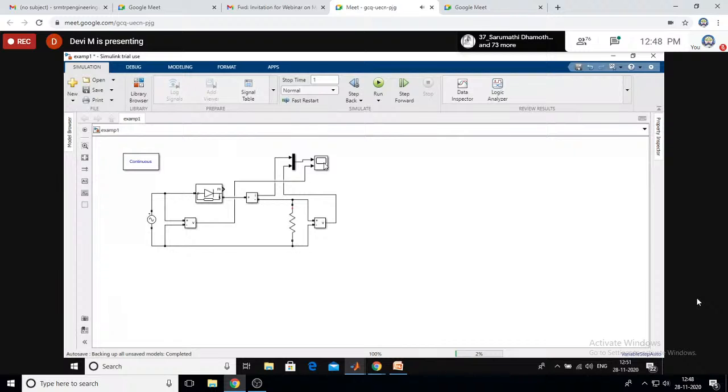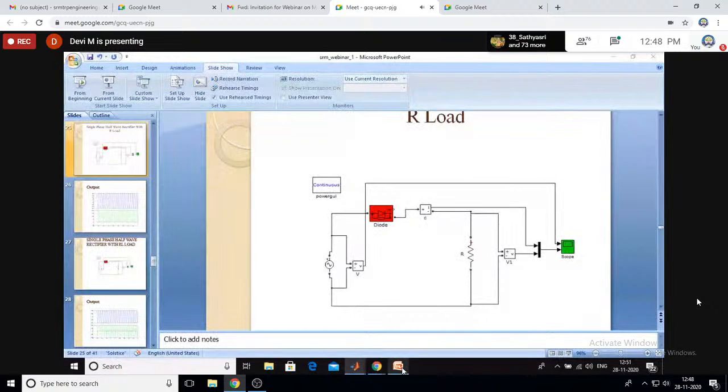Please don't worry. Within that, I'll be moving on to the solar panel. This is regarding your R load. Only when I move to slideshow, my MATLAB works very fast, so I'm going for slideshow. I'll be completing my slides and coming back to my MATLAB, because it's already time.